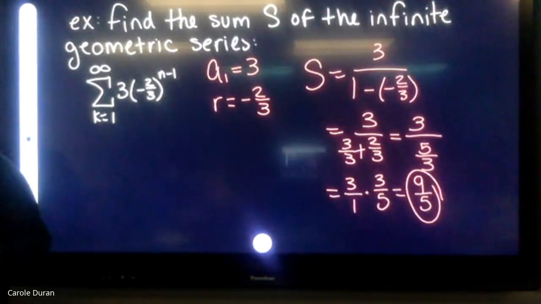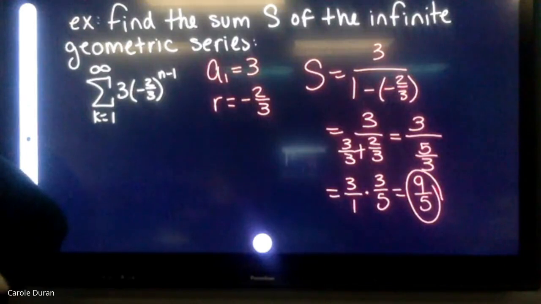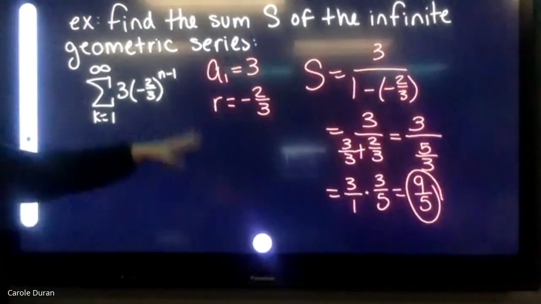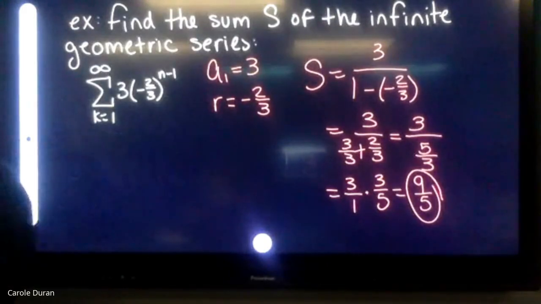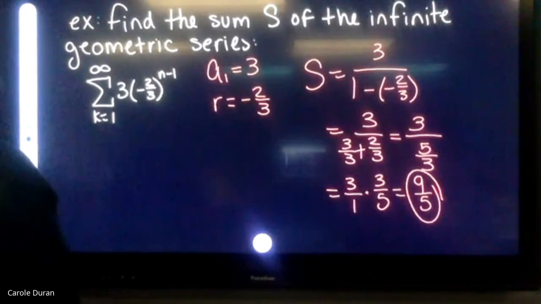Okay, how did we feel about this particular example? Good? Okay, so we're going to do an application example and then we are finished.